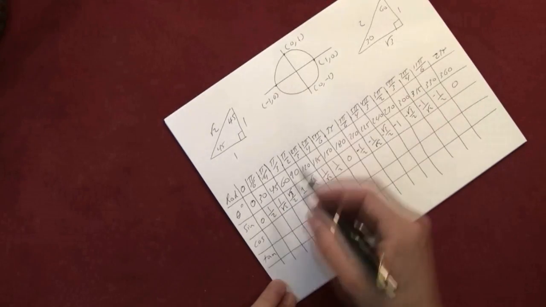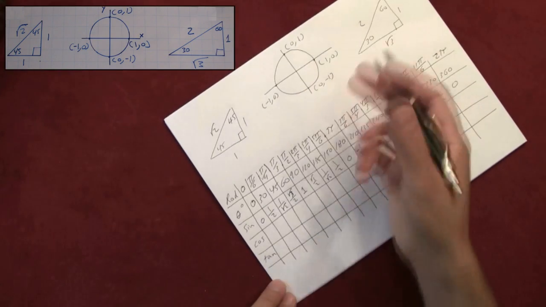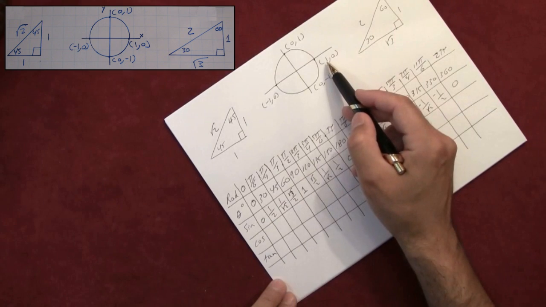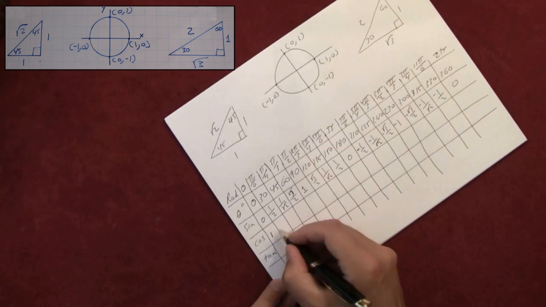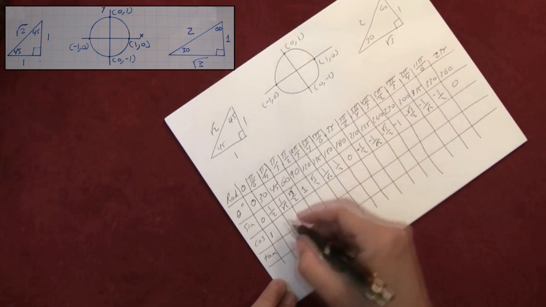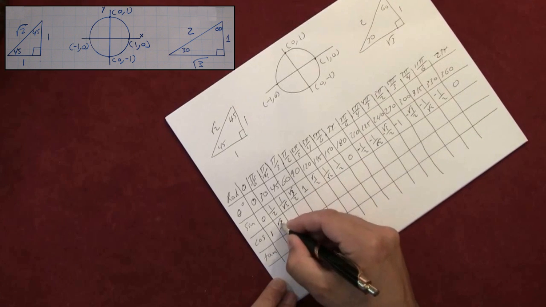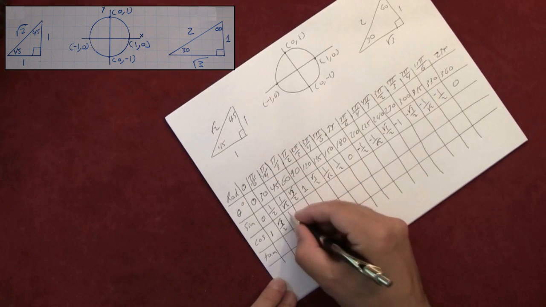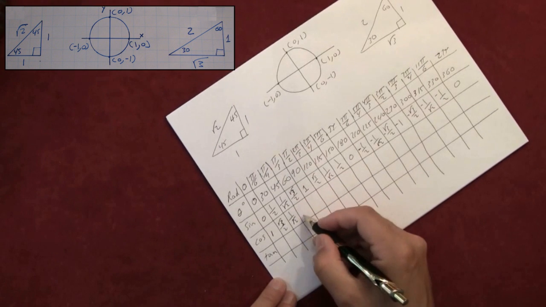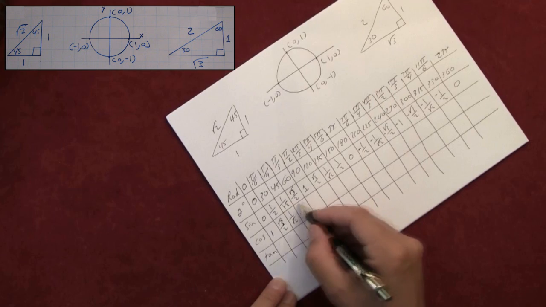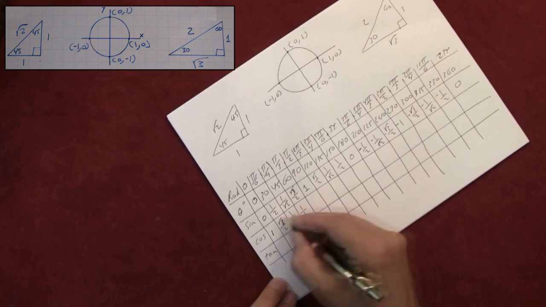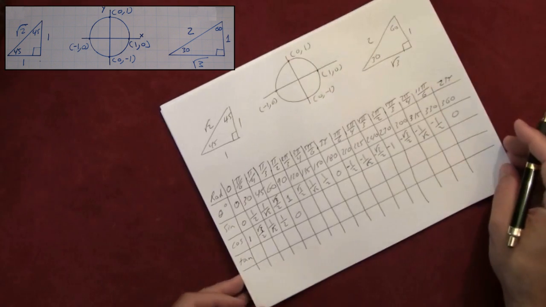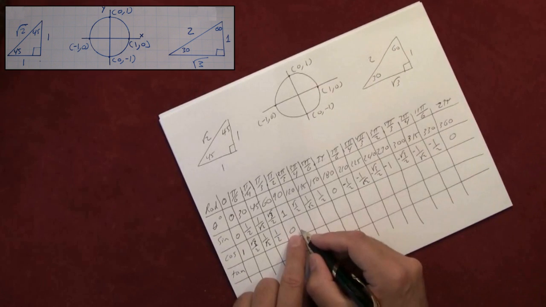But I'm going to use these guys because, well, I can use both either way, right? Cos of 0 degrees, we're over here. It's x, so that's 1. Cos of 30 is root 3 over 2, right? Cos of 45 is 1 over root 2. And cos of 60 is this guy coming here, 1 over 2, and then 0, right? Because we're here, the x is 0, right?